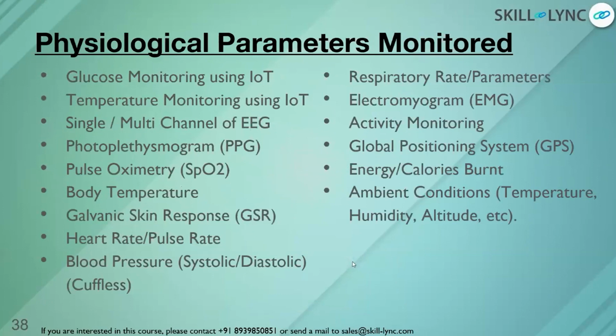So there are devices monitoring glucose, temperature, which will say about the homeostasis condition of a patient, EEG about the cognitive and brain activity, PPG about normal physiology, blood oximetry about pulse, temperature, galvanic skin resistance, which says about electrodermal activity, heart rate, pulse rate, BP, respiratory rate, EMG activity, GPS, energy. All these are vital parameters monitored by most of the devices. So I would like to explain the glucose monitoring IoT device because it is at the top.